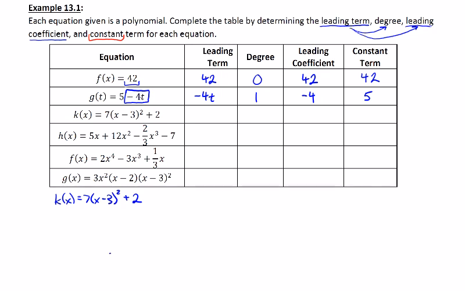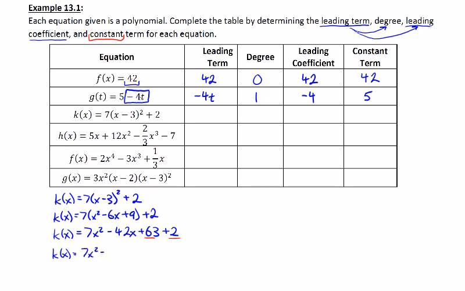So I'll start with the exponent here. That's going to be x squared minus 6x plus 9. Then I will multiply through by 7, giving us 7x squared minus 42x plus 63. And then I tack on the plus 2. I can go ahead and combine those two constants together at the end, giving me k of x equals 7x squared minus 42x plus 65.